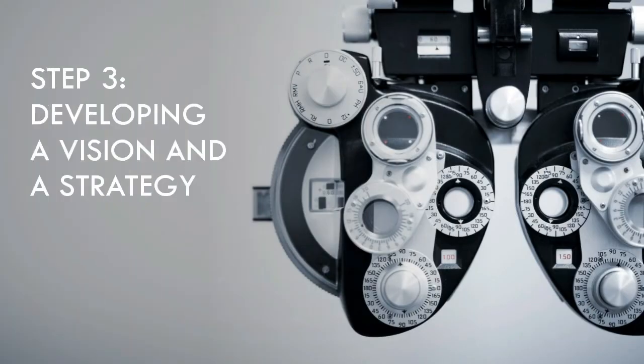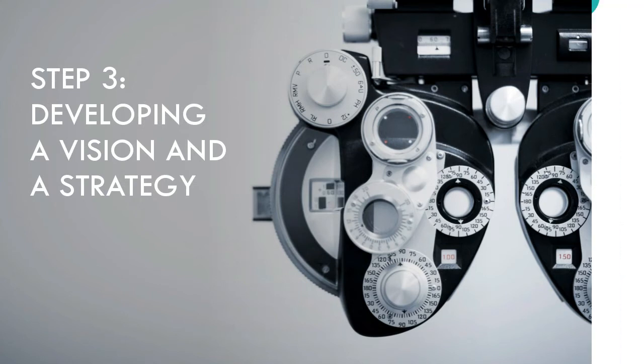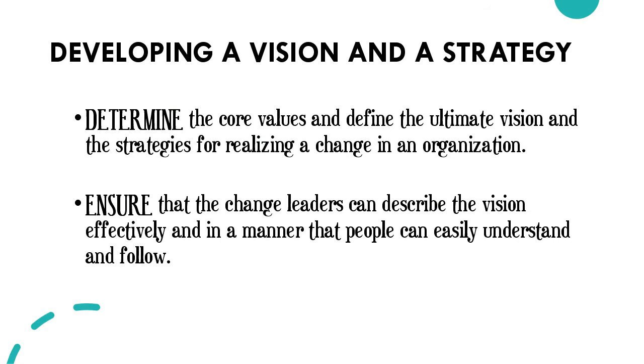Now we're moving on to step number 3, which is developing a vision and a strategy. In developing a vision and a strategy, you must determine the core values and define the ultimate vision and the strategies for realizing a change in an organization. That's the first of 2. The second thing is to ensure that the change leaders can describe the vision effectively and in a manner that people can easily follow and understand.